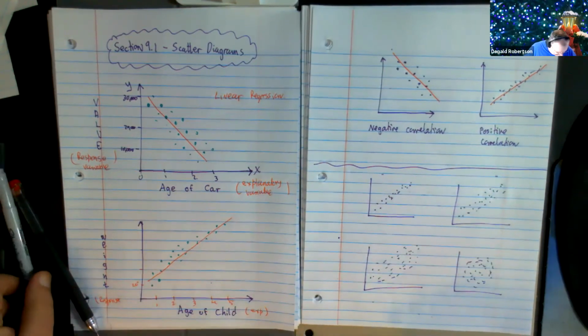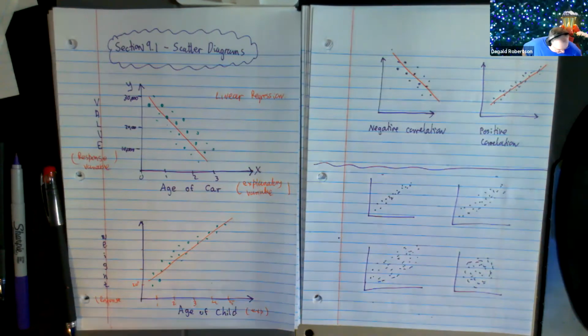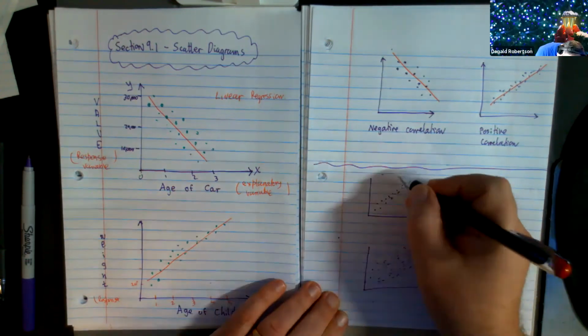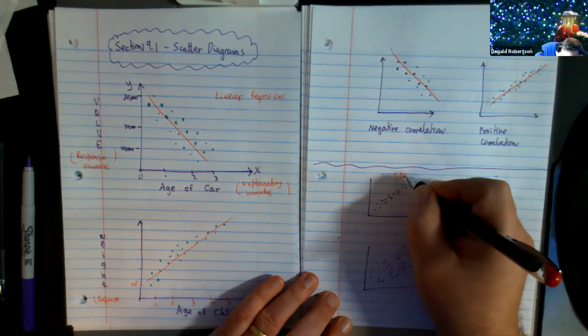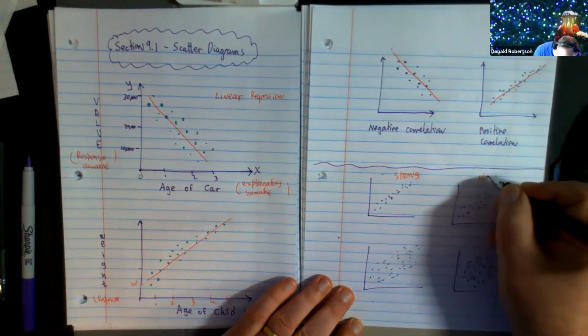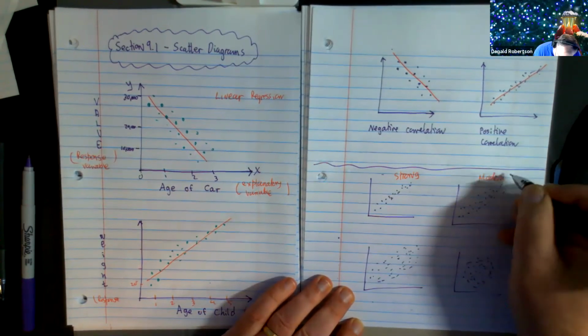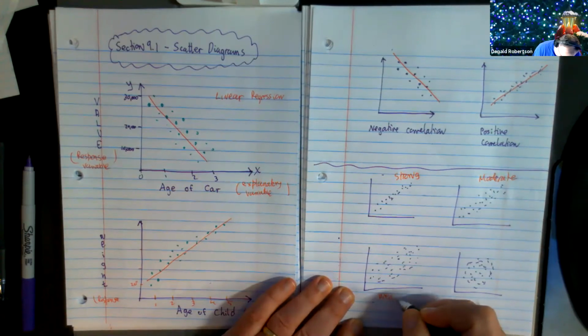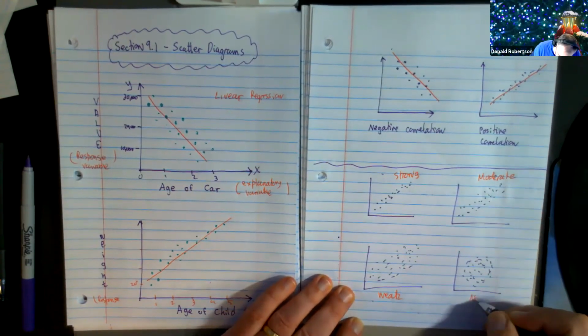So here are 4 different types of correlation, right? Straight line data. Think linear correlation is straight line data. Now, in this one, we would say it was strong. Here we would say it's moderate. Here we would say it was weak. And here we would say there was none.